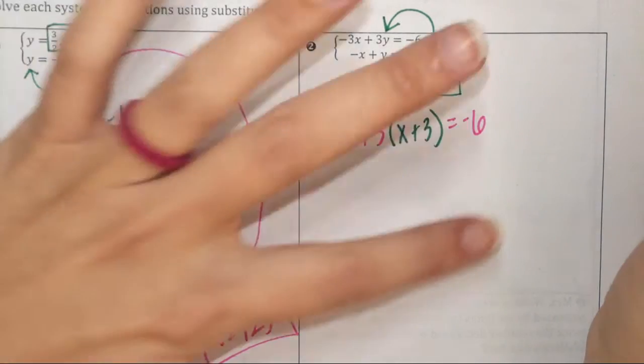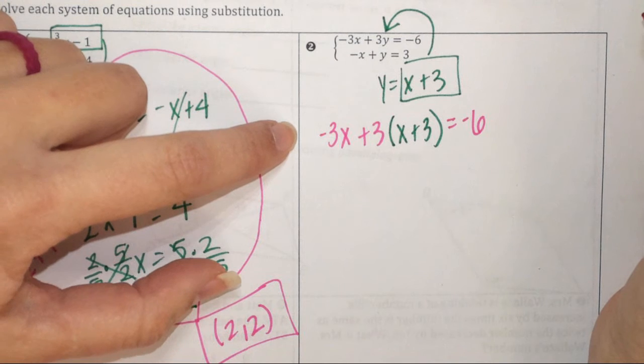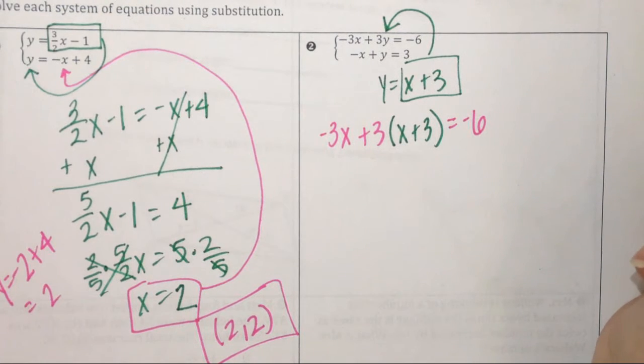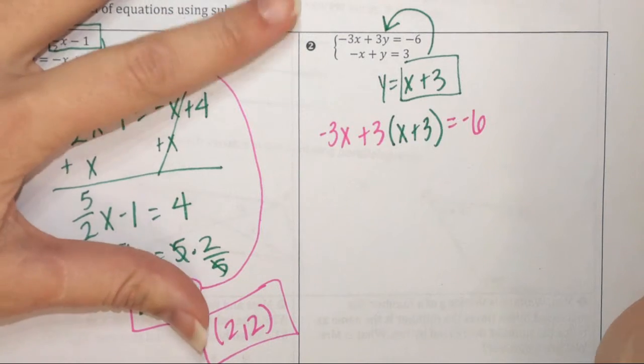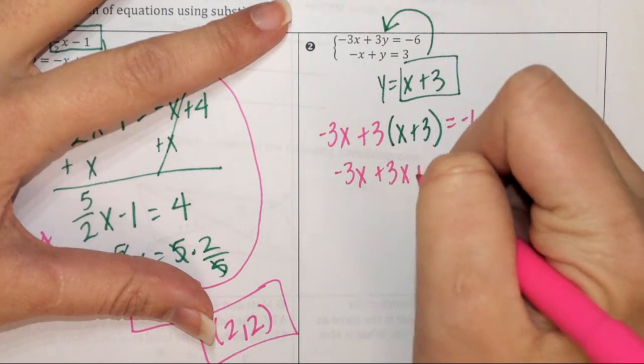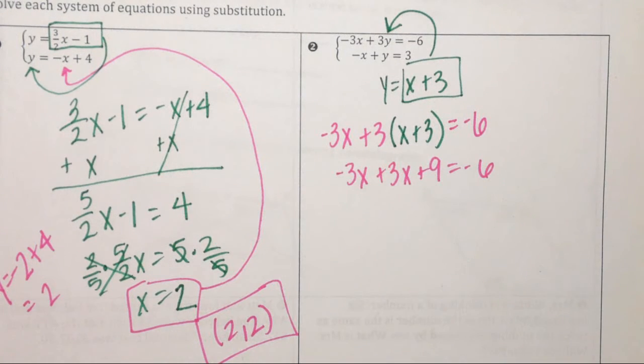Okay. Does everybody agree with how we plugged this in? Yes, no, maybe so. Okay, now how do I get rid of parentheses? I distribute, and I get negative 3x plus 9 equals negative 6. Okay, then what do I do? You combine like terms.